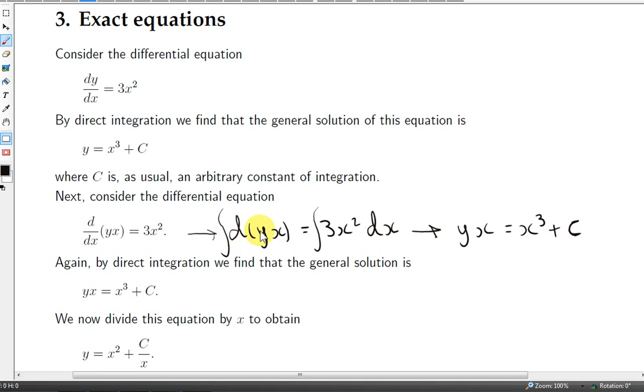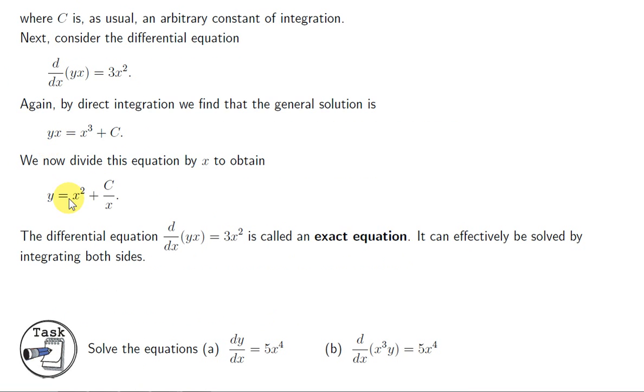We could also think of doing the left integral here as the integral of 1 times d(yx). We're integrating 1 with respect to yx, so we just get 1 times yx. Finally, we can divide this by x to get our solution. y is a function of x. This differential equation is called an exact equation. We can just solve it by integrating both sides.